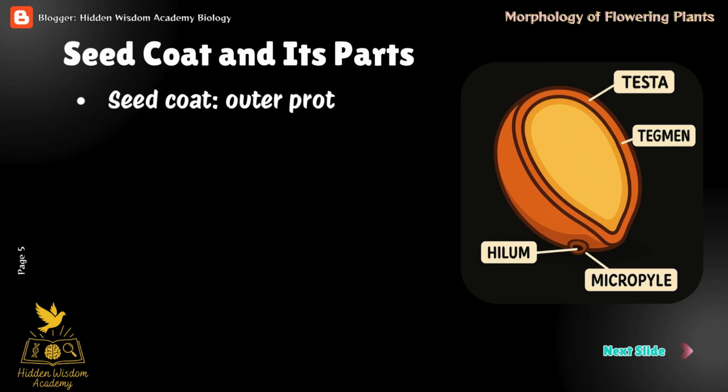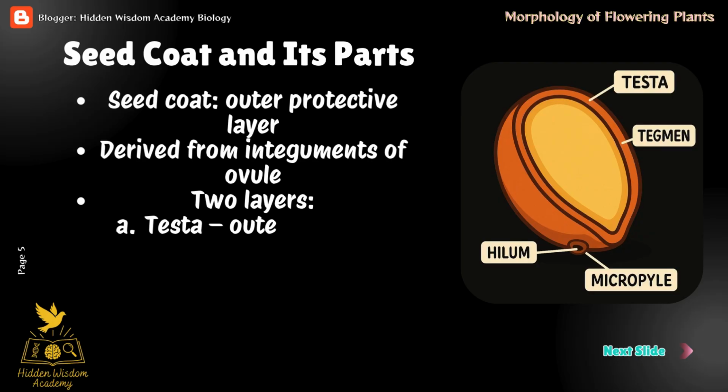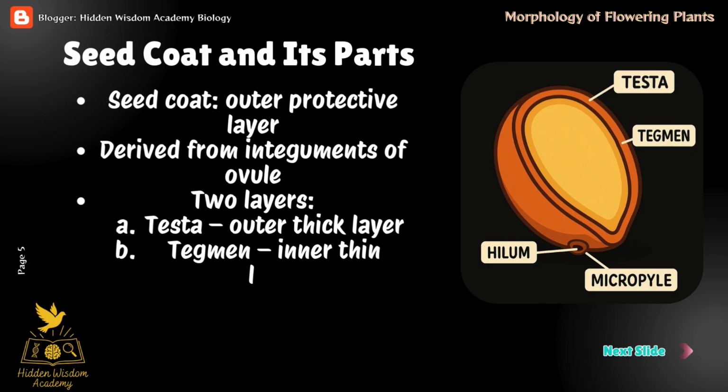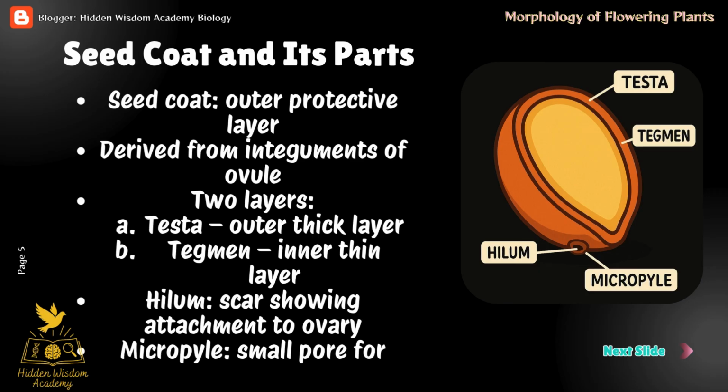Now, let's talk about the seed coat and its parts. The seed coat is the outer covering of the seed, formed from the ovule. It has 2 layers, the outer thick Testa and the inner thin Tegmen. On the seed surface, the hilum is a scar showing where the seed was attached to the ovary. Near it is the micropyle, a tiny pore that lets water enter during germination. These parts protect the seed and help in germination.